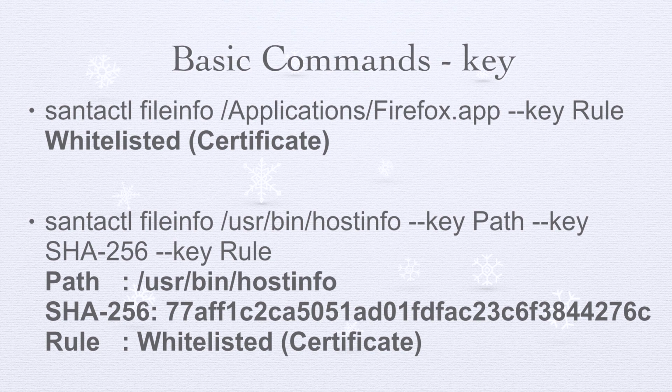Once we create rules, that'll make a little more sense. The other thing we can do is put multiple keys together. Say, give me the path, give me the SHA, and give me the rule of a certain application. So in this case, I chose the host info command. You can just do it on a flat binary. It doesn't have to be, we used bundles previously in the example. So show just those 3 fields.